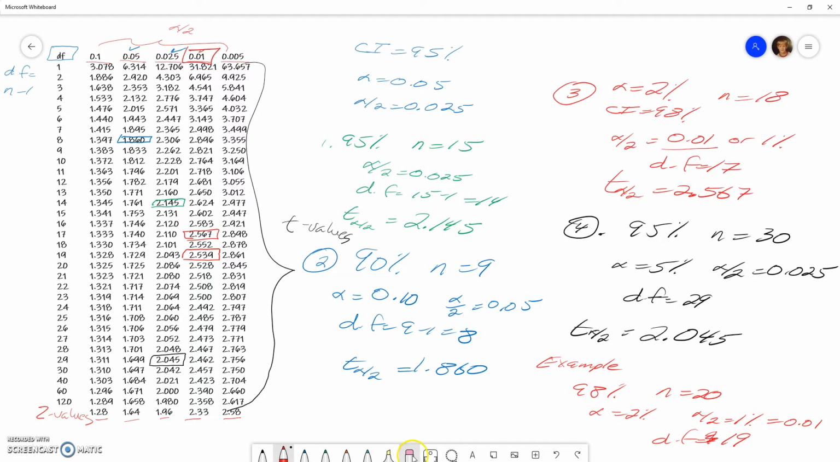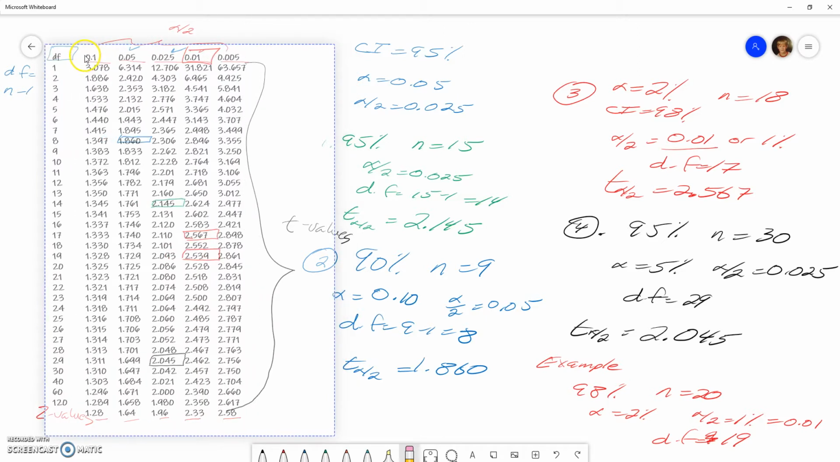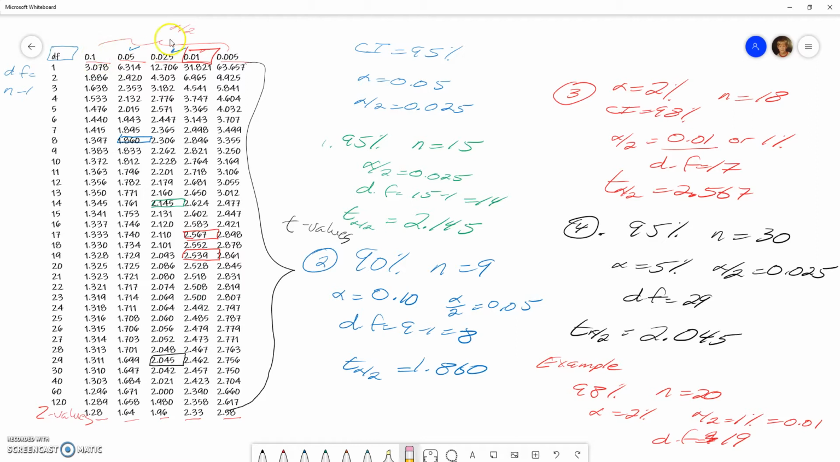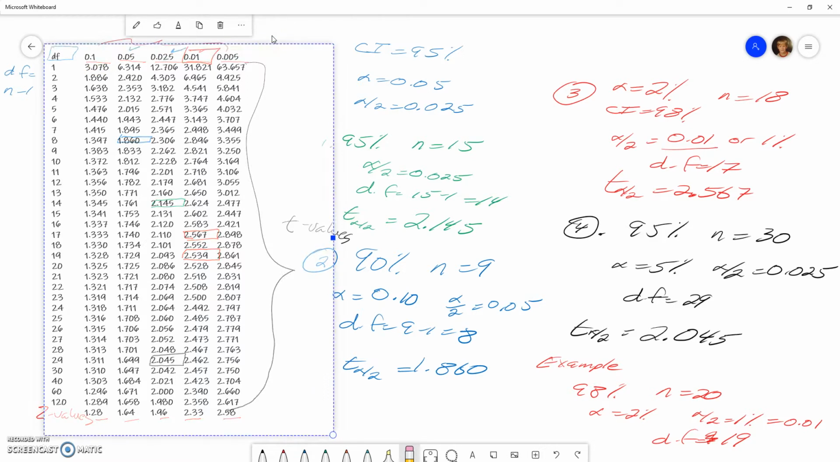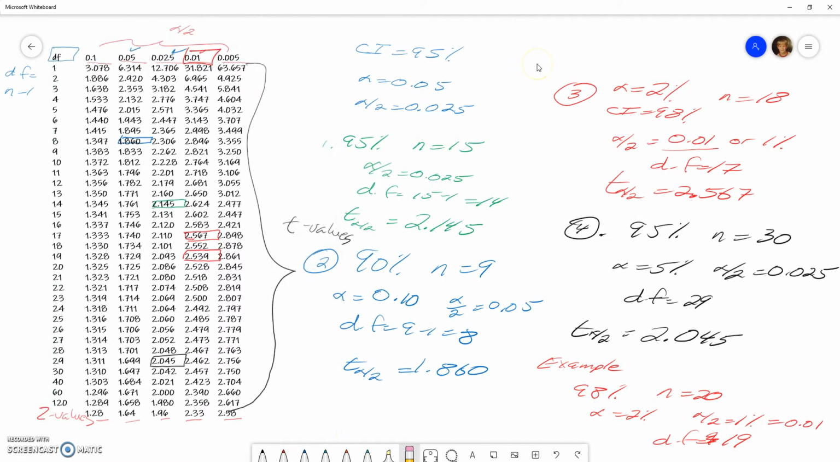Now what we have to do is just remember the confidence interval per column. So I'm just going to quickly erase this if I can. Bear with me while I try out my new fancy eraser. There we go. Let's get this back in here.